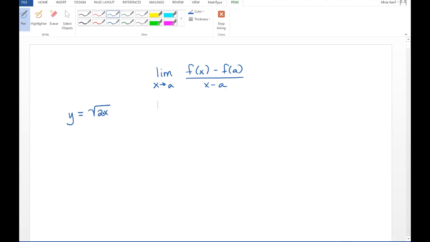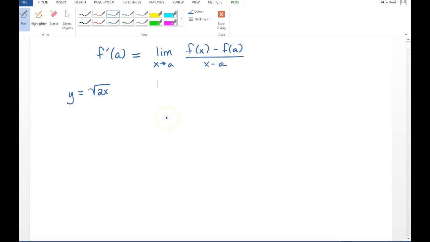So I want you to find the derivative. In other words, I want you to find f prime of a using this formula. What's a? We don't know what a is. So basically what I'm saying is come up with a formula for any value of a that will represent the derivative of y equals square root of 2x. Okay? So we did something like this on the homework.